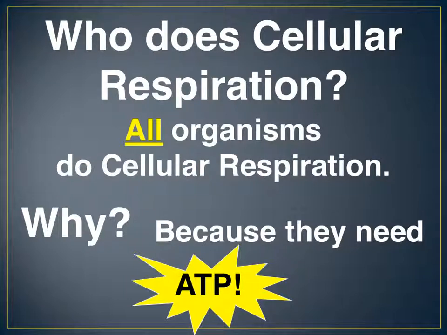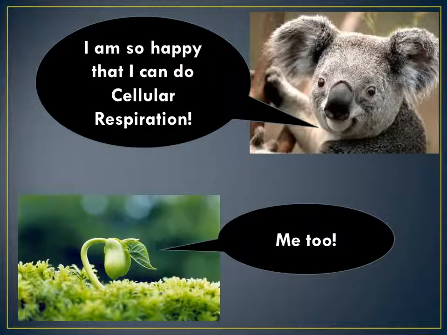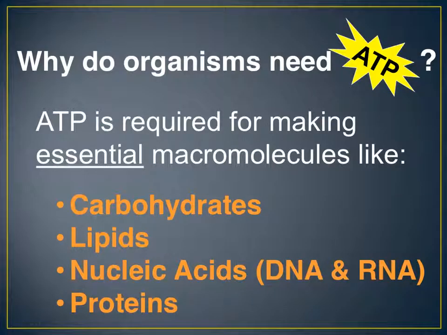And who does cellular respiration? Well, all living organisms do cellular respiration because all living organisms need ATP to stay alive. That means that both plants and animals do cellular respiration, as well as other living organisms. Now, why do organisms need all this ATP? Well, ATP is required for making essential macromolecules like carbohydrates, lipids, nucleic acids like DNA and RNA, and proteins.